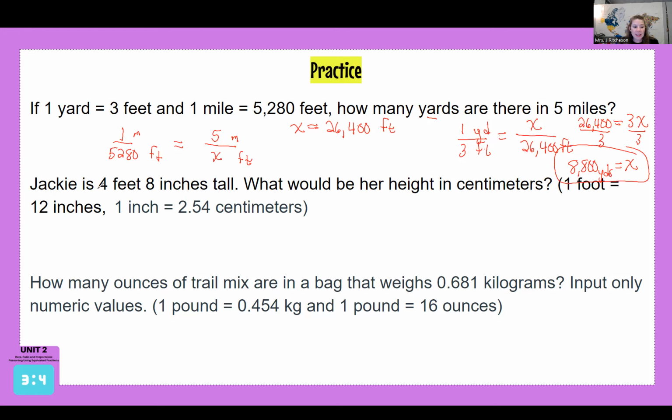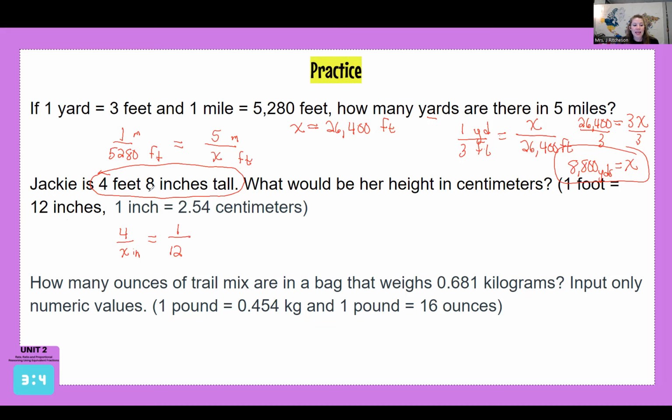All right, so Jackie is 4 feet 8 inches tall. What would be her height in centimeters if 1 foot is equal to 12 inches? Well, first thing we need to do is figure out how many total inches Jackie is. How many inches are there in 1 foot? If we have 4 feet, how many inches is that? I don't know. But I do know that in 1 foot, there's 12 inches.